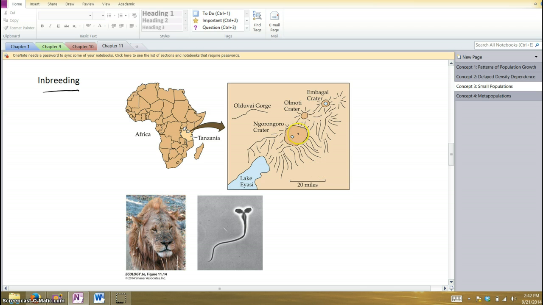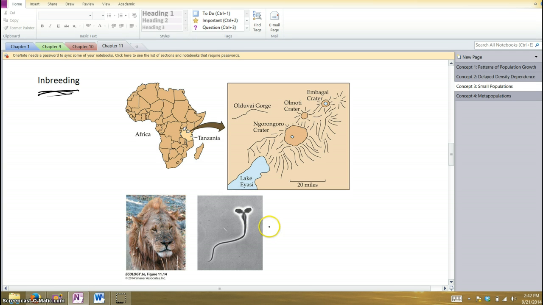So this caldera or crater of this ancient volcanic mountain has a population of lions, and they're relatively isolated from the surrounding areas. Well, one year there was a really bad infestation of biting flies that had a negative impact on the population. The population shrank. What that did was increase inbreeding, because it increased the probability in that small population of related individuals having offspring. So we're talking potentially brothers and sisters and first cousins and stuff like that.